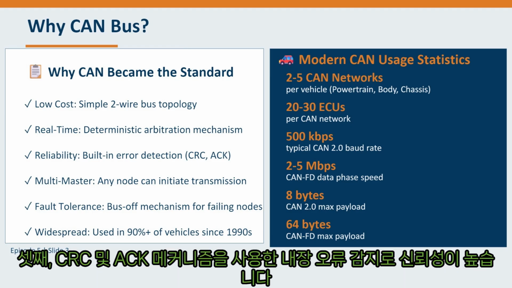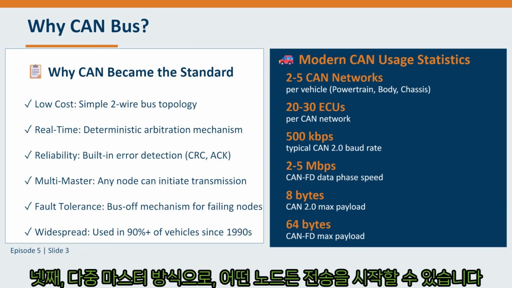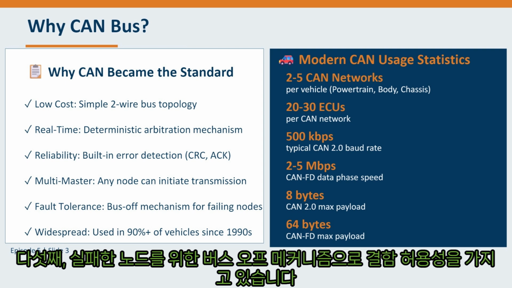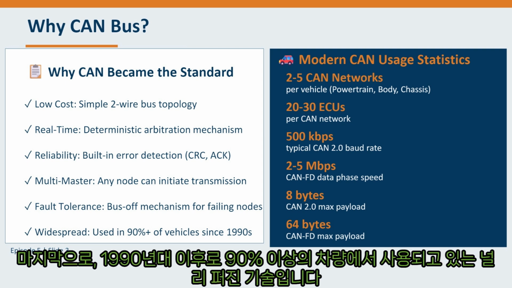Third, it's reliable with built-in error detection using CRC and ACK mechanisms. Fourth, it's multi-master, meaning any node can initiate transmission. Fifth, it has fault tolerance with a bus-off mechanism for failing nodes. And finally, it's widespread, used in over 90% of vehicles since the 1990s.